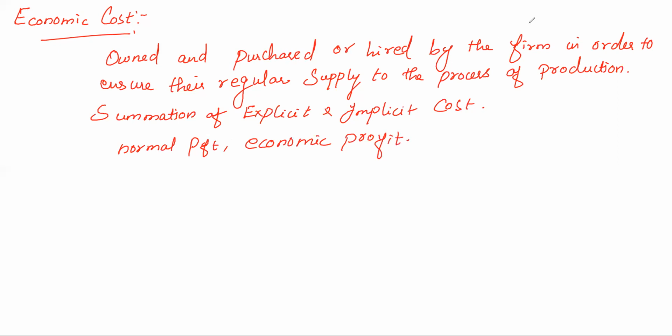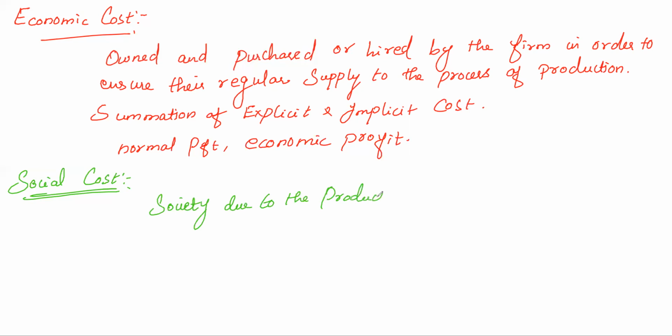The next one is social cost. Social cost refers to the total cost borne by the society due to the production of the commodity. It is fully society oriented. So social cost is the cost to society due to the production of a commodity.